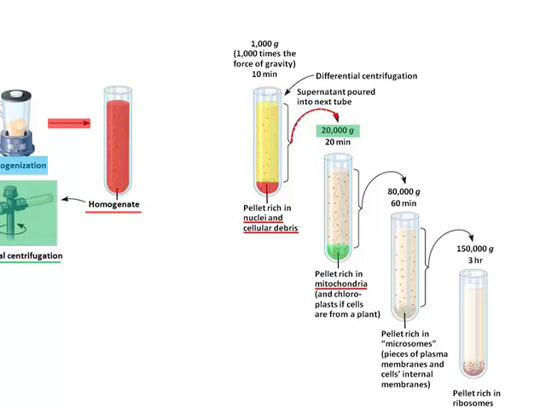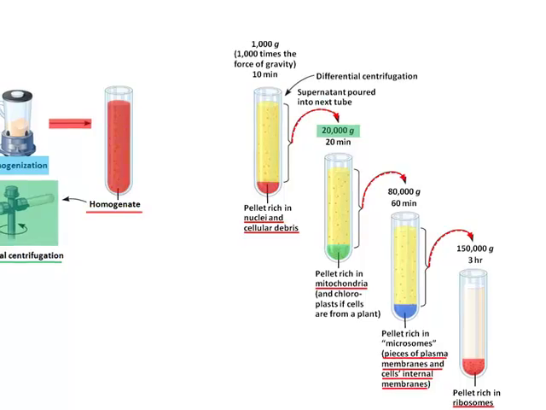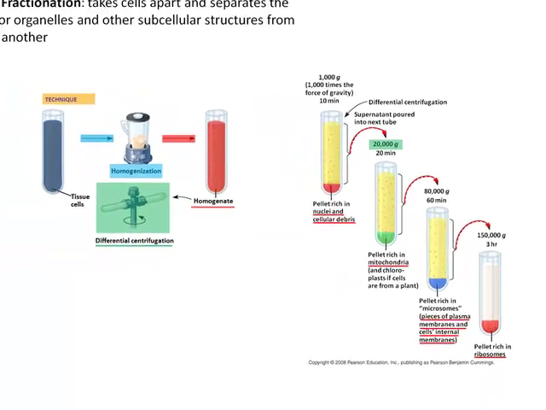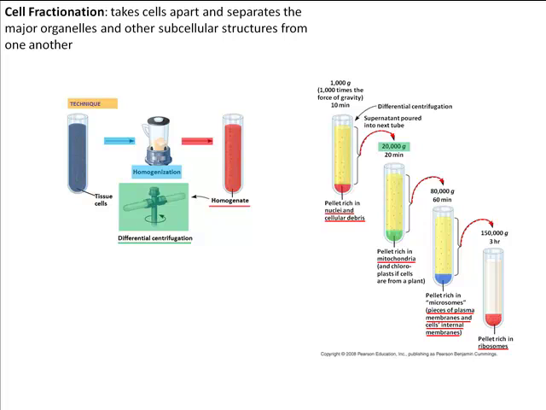If you repeat that process and spin that supernatant down at something like 80,000 Gs, the pellet will be rich in microsomes, or pieces of plasma membrane and internal membranes. And if you spin that supernatant down at 150,000 Gs, you'll get a pellet rich in ribosomes. This technique allows for the isolation and subsequent research of subcellular components so that you can determine more about their individual roles in the cell.